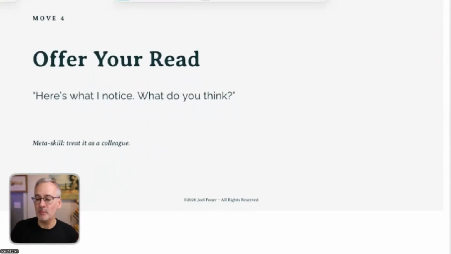One of the other moves is this idea of offering my read. And I never say, I think you're wrong to an AI system. Well, I have actually. I'll counter myself. Yes, there are times when it has spewed absolute nonsense and I've said, yeah, that's not real. And of course, then it either doubles down or apologizes for the next 5 minutes. But offering your read is, here's what I notice. What do you think? Treating it as a colleague. This is inviting analysis as opposed to correction.